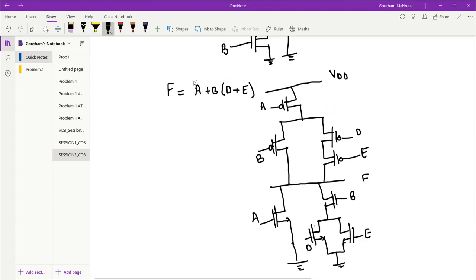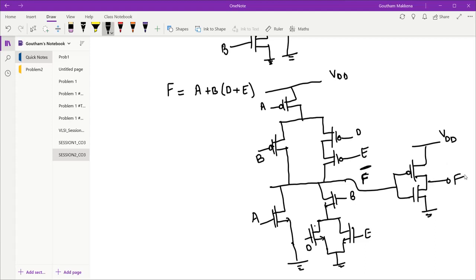But here, do I have a whole complement over here? I do not have. So what is this implementing? This is implementing F bar, but I want F. So what do I put? I place another CMOS inverter over here. So that should finish my gate. So this is finally my F.